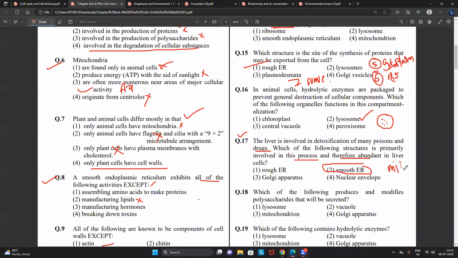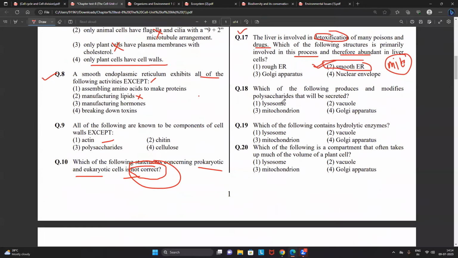Keep the point in your mind. When they ask the question about what is abundant, it is the mitochondria first. After the mitochondria, it will be the smooth endoplasmic reticulum, the most important and significant point. But since the question is only asking about the detoxification, then undoubtedly the answer will be the smooth endoplasmic reticulum only. No need to get confused with this particular point.